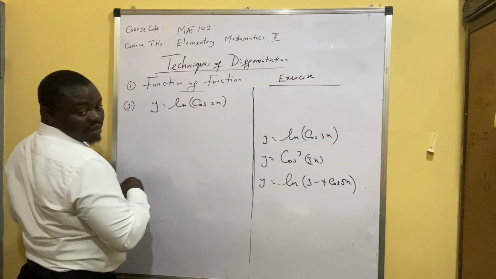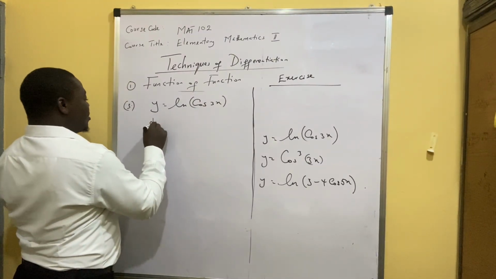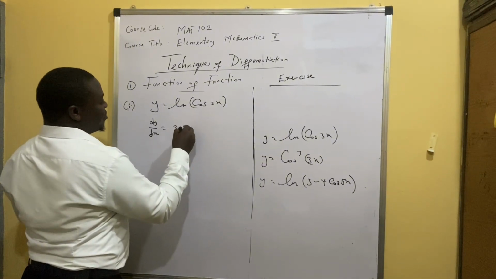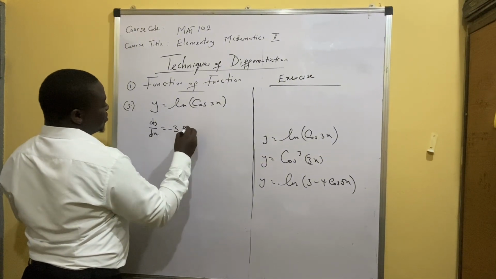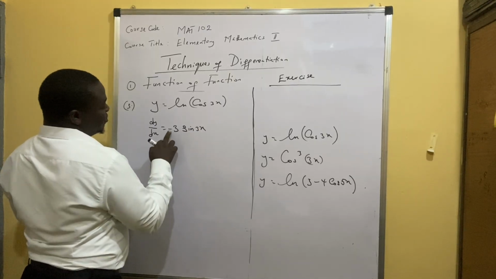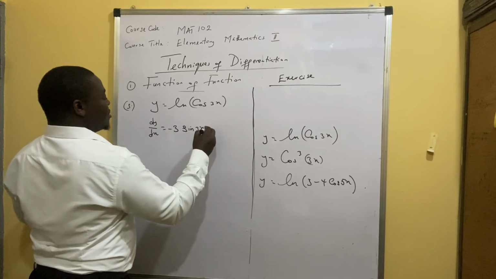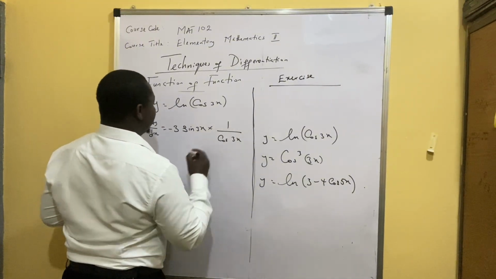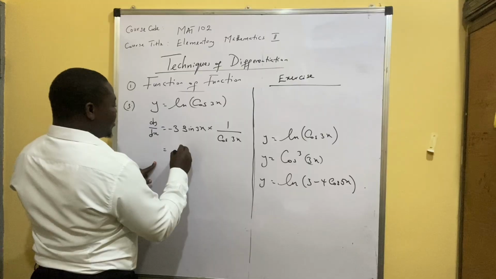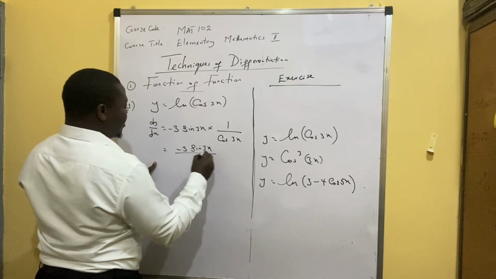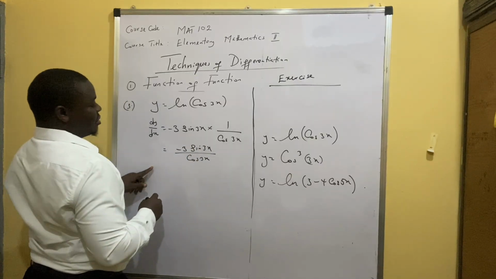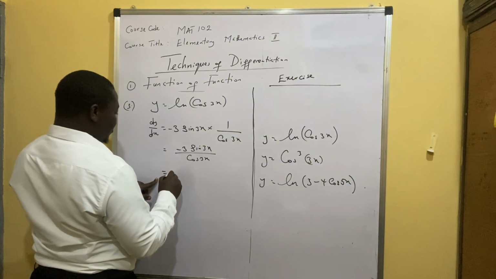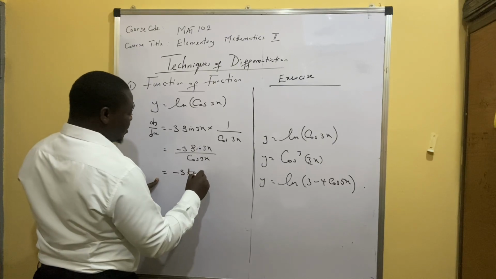For y equal to ln cos 3x, we want to find the derivative, so we have that dy/dx will be equal to the derivative of cos 3x, that will be 3 times minus sine 3x. So that means we have minus 3 sine 3x. Now multiply by the derivative of ln, that is 1 over cos 3x. Okay, so if we simplify this, we are going to have minus 3 sine 3x divided by cos 3x. So we observe that we have sine 3x over cos 3x, and that is tan 3x. So our result will be minus tan 3x.